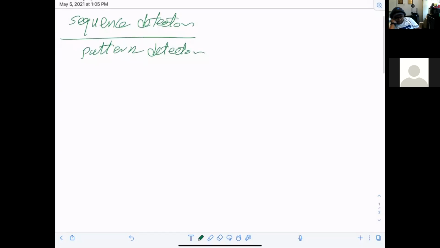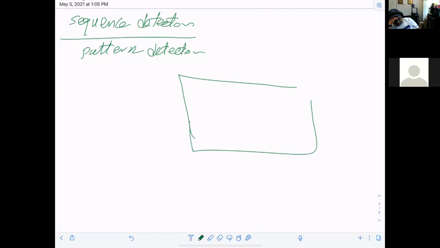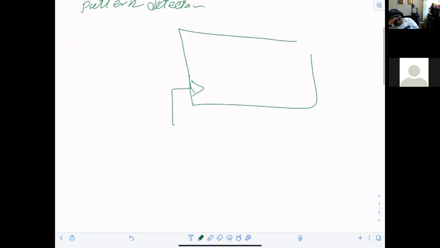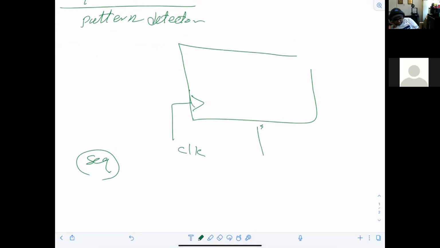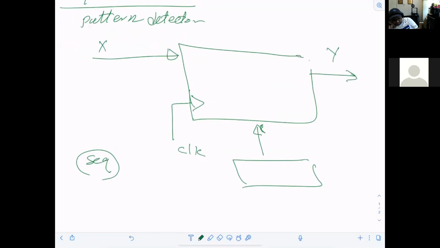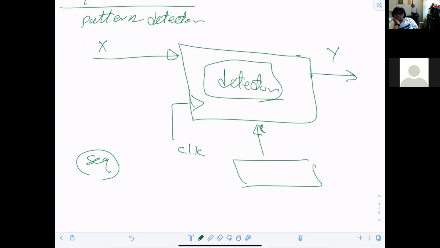In the sequence detector, basically, you have a device that's a detector. It's powered by a clock, which means it's sequential. And you have a certain pattern you are looking for in a stream. So that means there's an X and there's a Y. Sounds good?